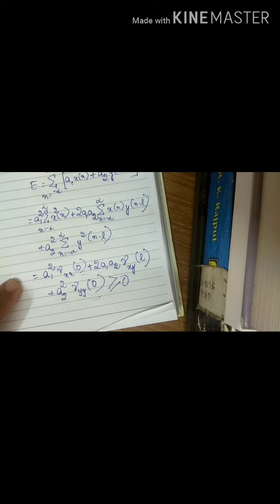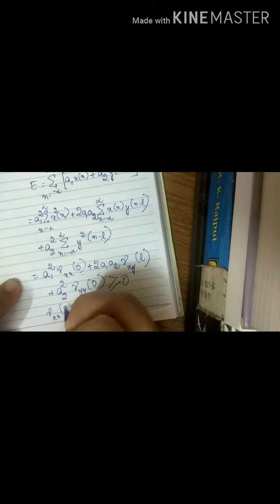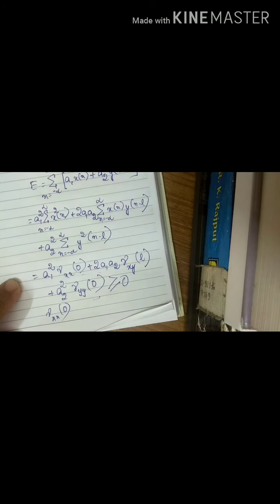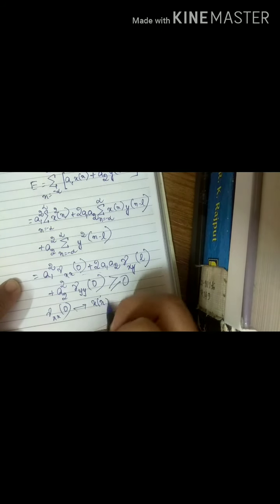Now we know that gamma xx(0) is the energy of the sequence x(n). So we can write the energy of the sequence Ex is equal to gamma xx(0). Similarly, the energy of the sequence Ey is gamma yy(0).